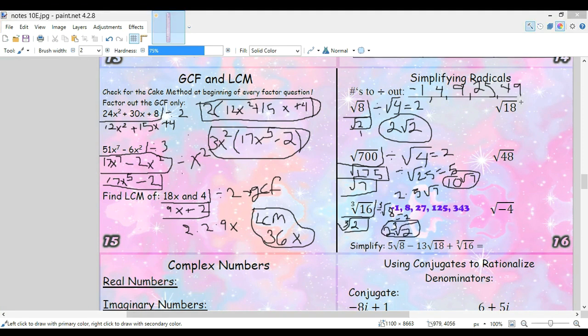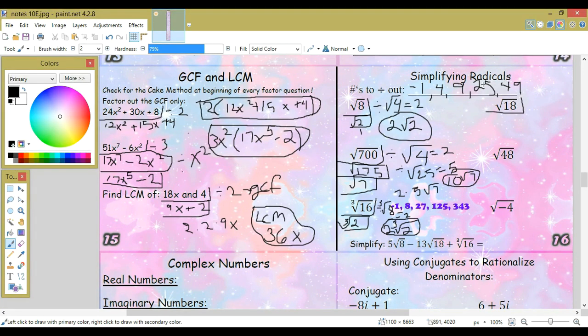Let's look at the square root of 18. We're back to square roots, so we can look at these numbers. Can't take out a 4. We take out a 9. 18 divided by 9 is 2. Square root of 9 is 3. So our simplified radical is 3 square root 2.